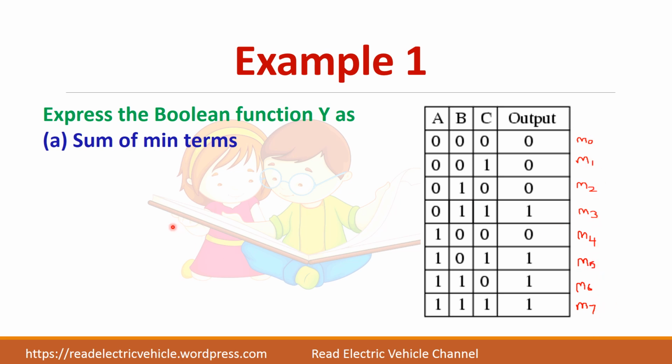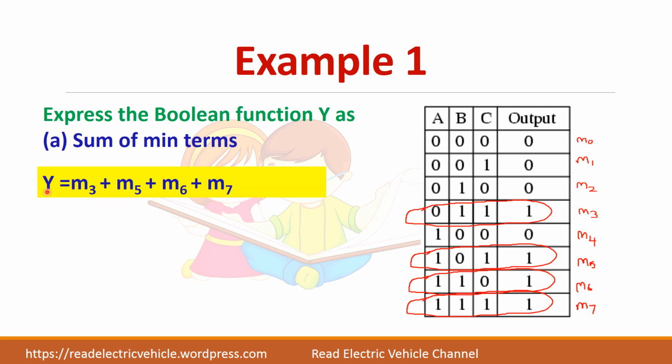First you have to find what are the minterms which will produce 1 in the output. So m3 is here, m5, m6 and m7. So 4 ones are here. So 4 terms in the output. Y is equal to m3, m5, m6 and m7. Sum of minterms we have written.